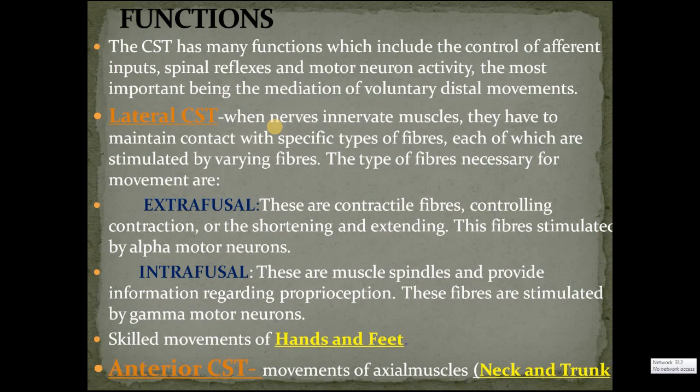the gamma motor neurons. The extrafusal fibers mean there is a contraction or relaxation of the muscle, related to the lengthening and shortening of the muscle, and the intrafusal fibers maintain the tone of the muscle, and also control the skilled movements of the hands and feet. And the anterior corticospinal tract controls the movements of the axial muscles like the neck and the trunk. And the function of the corticobulbar pathway is to control the muscles of the head and neck.